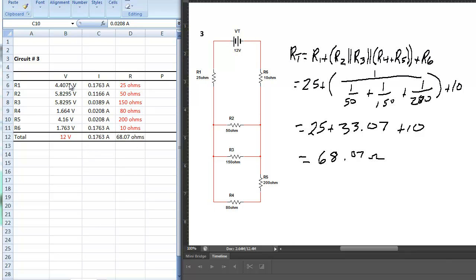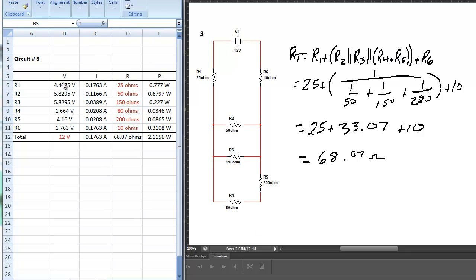So from here, all you do is V times I again, and you get your powers, and then you do 12 times, or VT times IT, and then make sure they sum to the same, and that's your final check. Okay, so doing V times I will give us our powers. If we sum them all up, it's 2.1156. And if you'll notice, 12 times 0.1763 within a decent enough rounding error gives us that figure there. So there's circuit 3 complete.